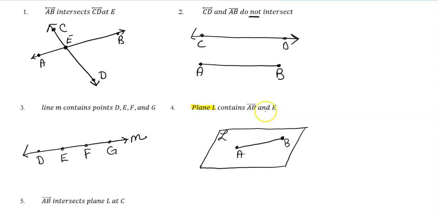And then it also says point E. So that means E is somewhere on the plane. And that's it. You just have to make sure you have both of those things on the plane.